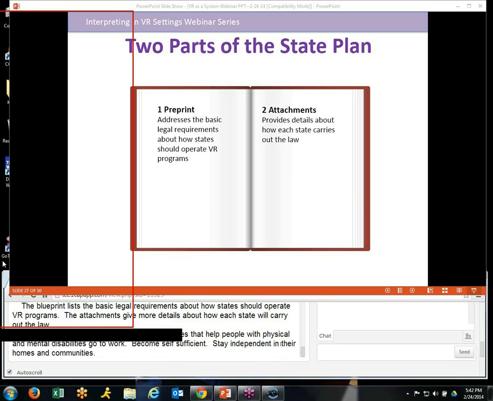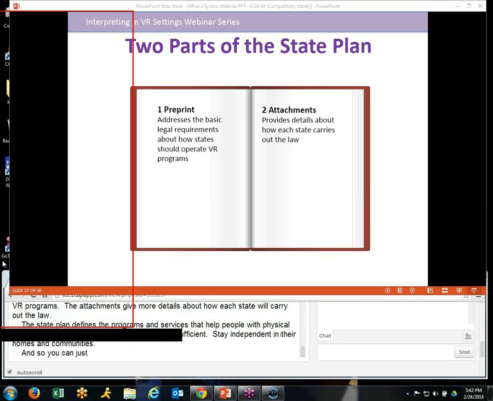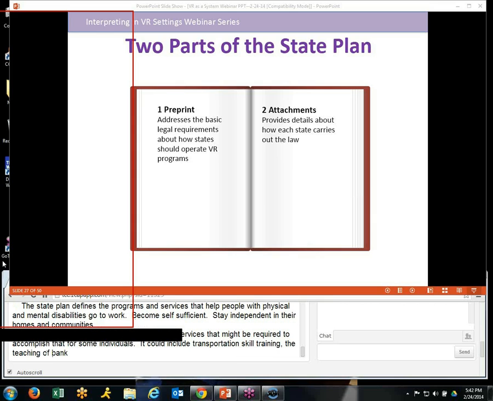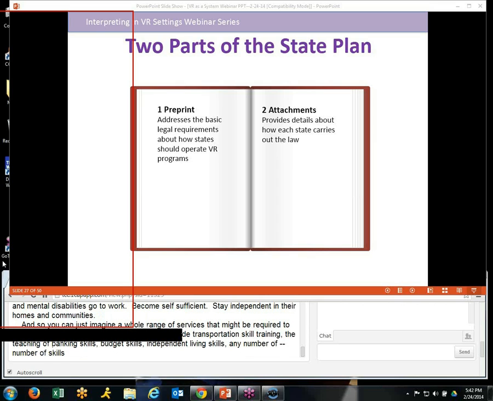And so you can just imagine a whole range of services that might be required to accomplish that for some individuals. It could include transportation, skill training, the teaching of banking skills, budget skills, independent living skills, any number of skills in addition to the skills related to specific jobs or specific job training.